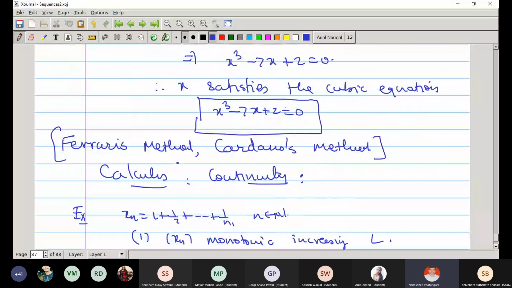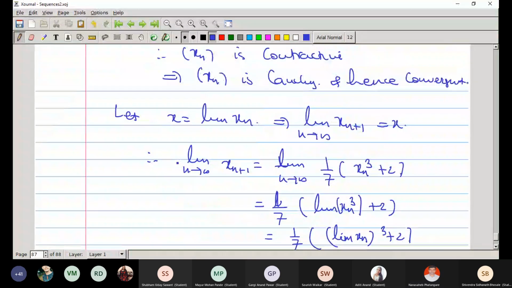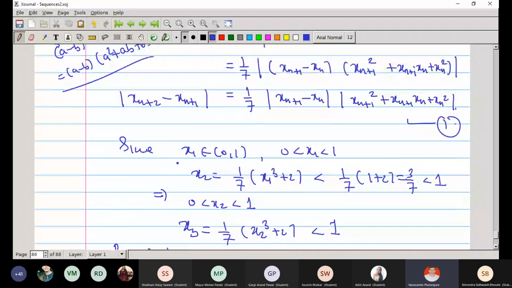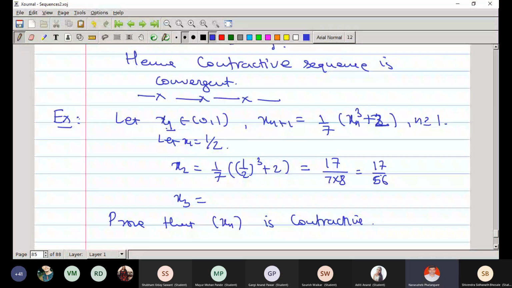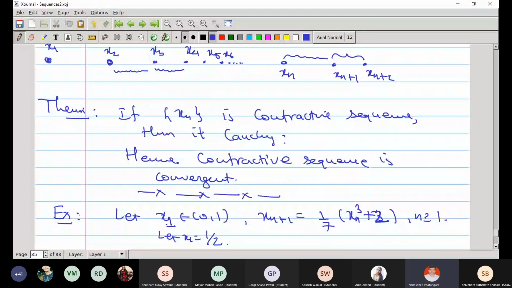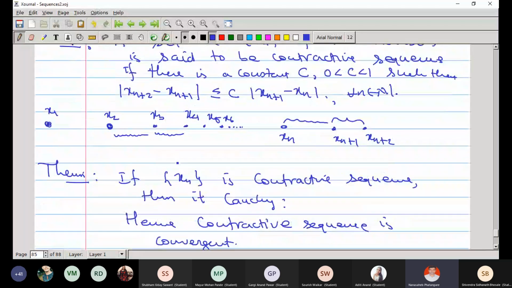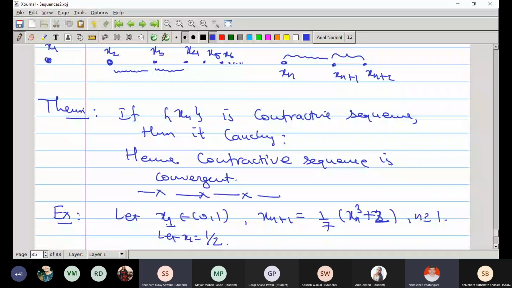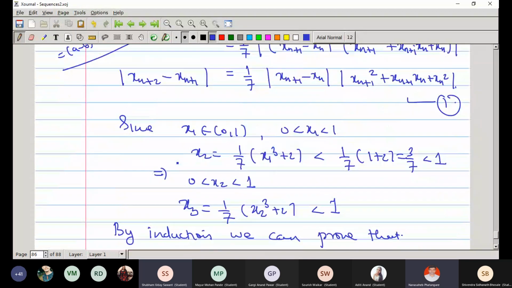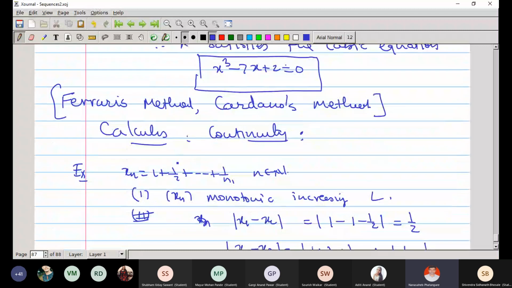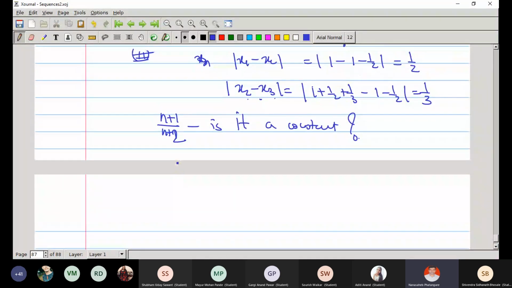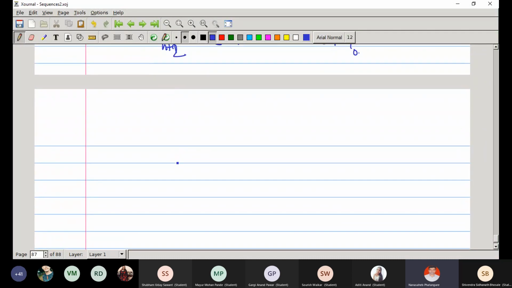You understand? Definition of a contractive sequence: the constant should not vary with n. What constant in this example did we find? 3 by 7. It is not varying with n. Do you understand? Yes, sir, I got it. Right, so that is the difference. Here it is not possible to find a constant so that the distance between the next two terms is less than a constant times the previous two terms, which is not going to happen in this case.